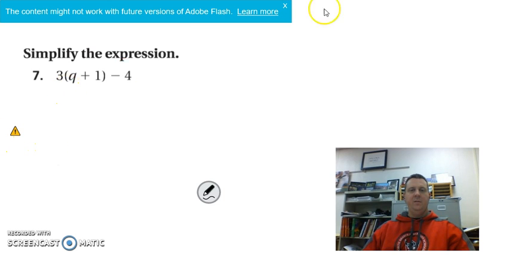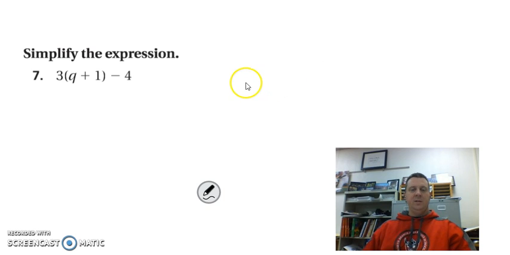Okay. Now we have simplifying the expression. We have it as a distributive property, so take a look at the distributive property. You may not remember or may not know too much about it, but it's basically saying that there's a multiplication symbol here, and we're going to multiply 3 in q and 3 in 1. The minus 4 is not inside the parentheses, so we're not going to have to multiply this by that.